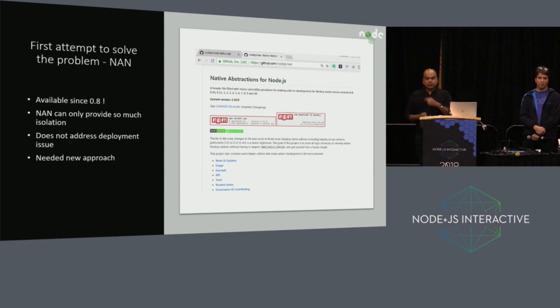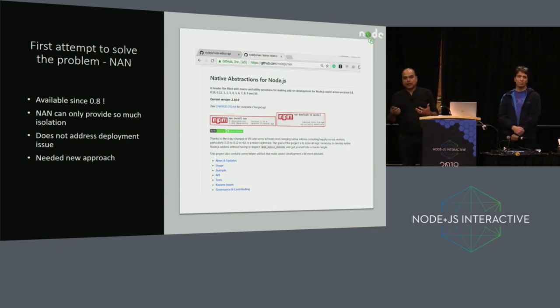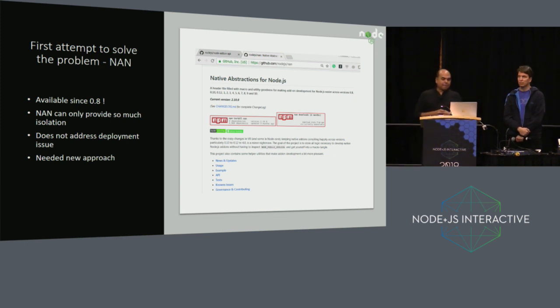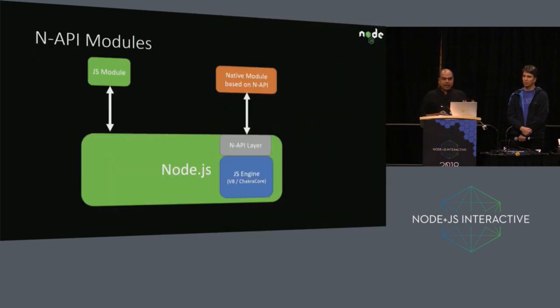Talking about NAN, NAN was the first attempt to solve this problem. But it didn't go that far. It's been available since Node 0.8. It has done a pretty good job so far. But NAN can only provide so much isolation. It certainly doesn't address the deployment issue of having to recompile your modules at deploy time. So we needed a new approach. And N-API is the new approach.